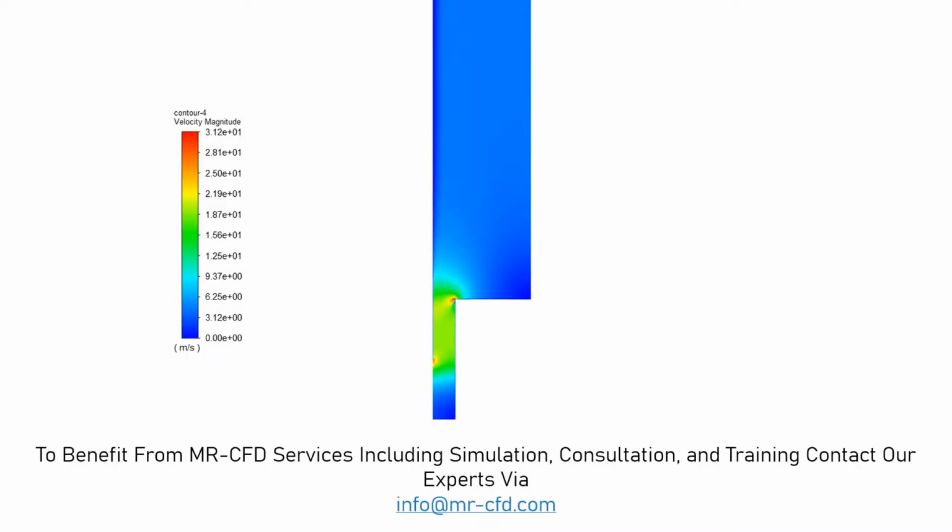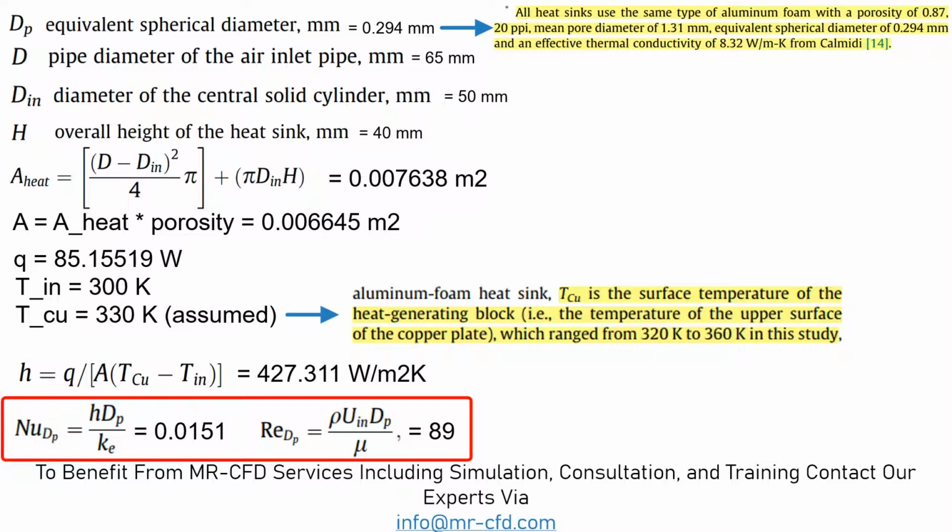Now in this contour, you can easily see the velocity distribution in our computational domain. Now in this slide, we have brought to you the formulas we had used in order to calculate the Nusselt number and Reynolds number. Now in this slide, you can see different formulations for calculating different parameters. For example, you can see that we have brought to you the total heat transfer rate as Q and the formula for calculating heat transfer coefficient.